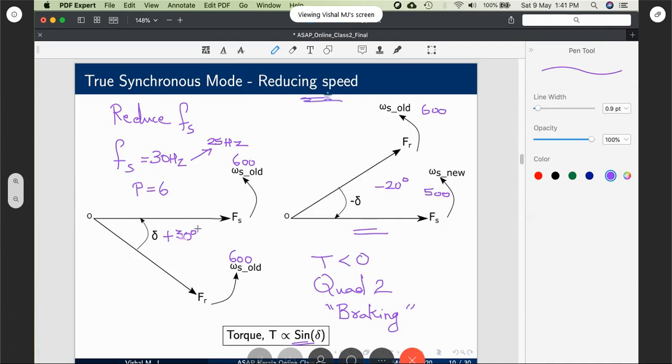So how did we do that? We reduce the frequency to reduce the speed, and we increase the frequency to increase the speed. This essentially sums up what is called the true synchronous mode of operation. Very simple, but then it has some serious drawbacks, which we will see in the coming slides.